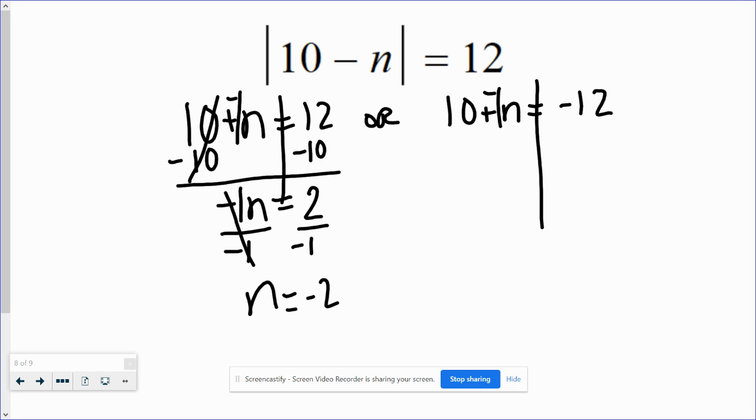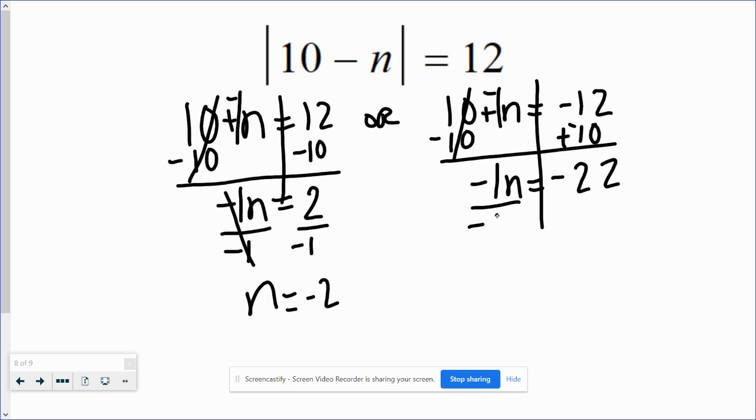In my second equation, I would do the same thing and subtract the 10. So I have negative 1n equals, negative 12 plus a negative 10 is going to be a negative 22. And then divide by negative 1.